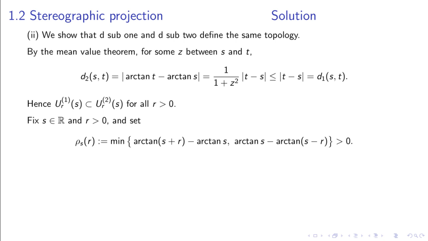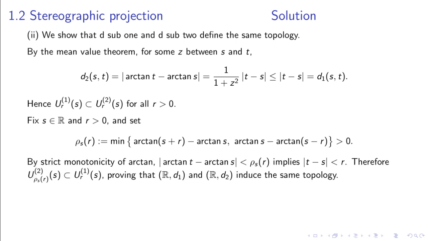ρ_S of r is the minimum of two numbers, namely arctan of (S plus r) minus arctan S, and arctan S minus arctan of (S minus r). Because the arctan function is strictly increasing, both of these differences are positive. Hence, ρ_S of r is strictly greater than 0.